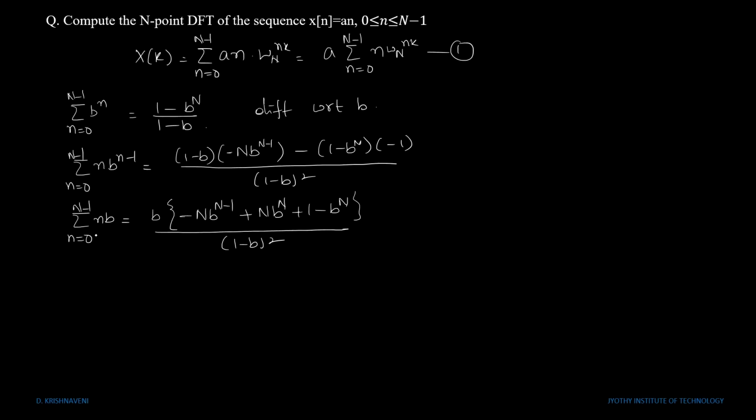Now here, whatever I got, summation n is equal to 0 to N minus 1 n b to the power of n, and here summation n W_N to the power of nk. This is b to the power of n. B to the power of n minus 1 is written as b to the power of n by b. That b we have brought to the other side. So from these two expressions we can replace b with W_N to the power of k.